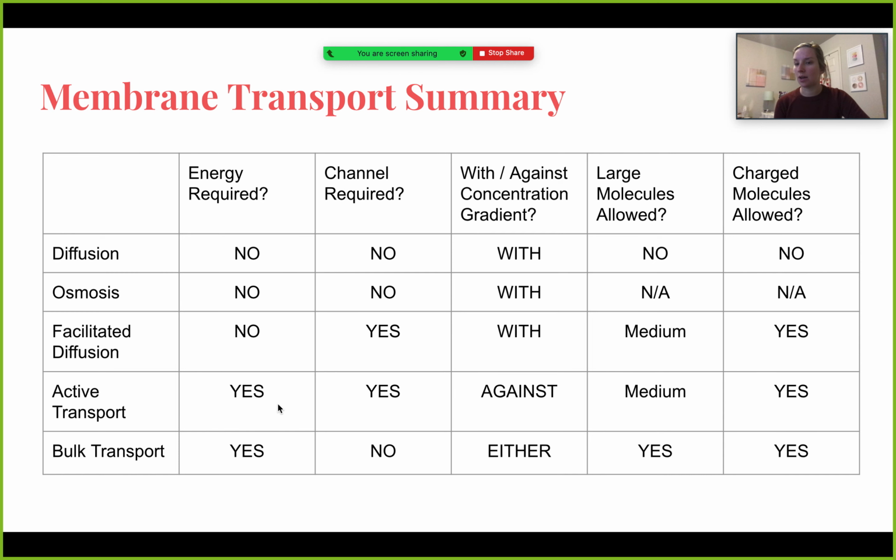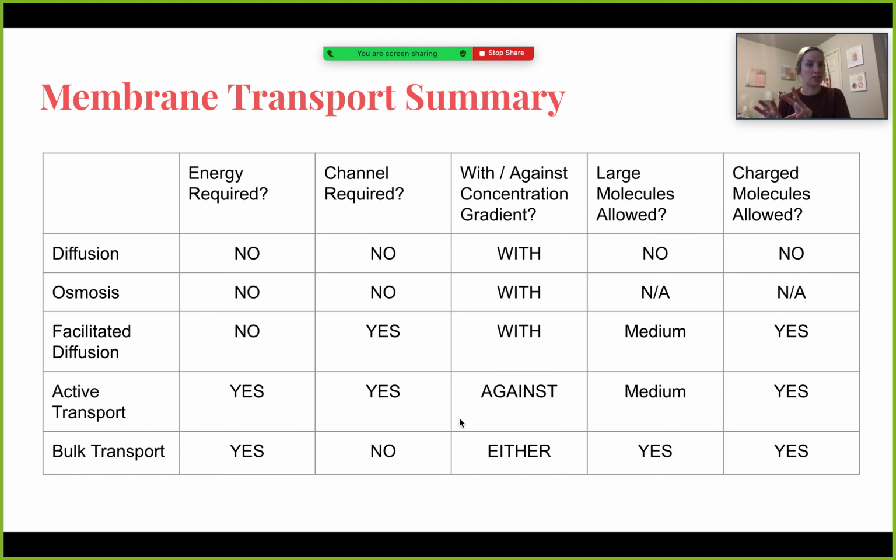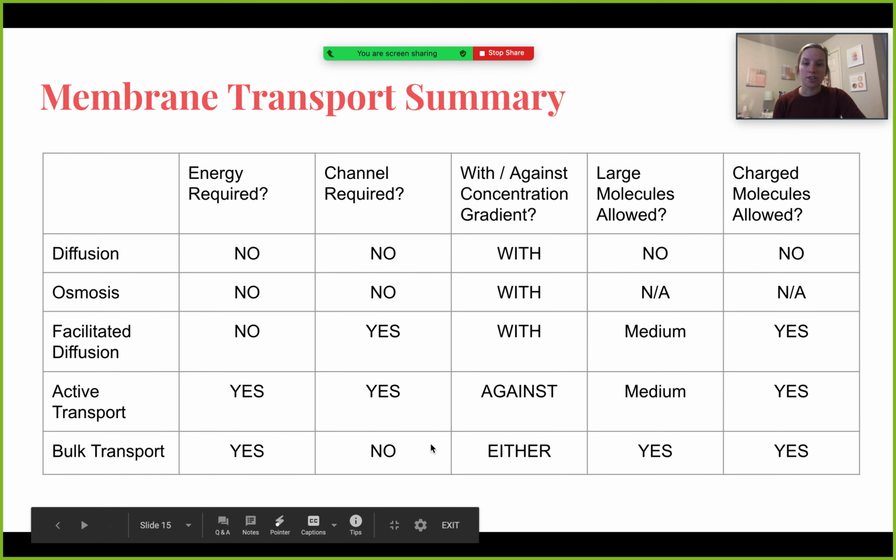Active transport does use energy, meaning it's going against the gradient from a low concentration where everything is spread out and then pushing it into a higher concentration. So it does require energy. It does require a specific channel, and this is going to allow charged or medium-sized particles. Bulk transport also requires energy. Doesn't necessarily require a channel because it's kind of creating its own little vesicle. And it can be going with the gradient or against, doesn't really matter, I guess. Large molecules are allowed, and charged molecules are also allowed. All right, so I think that's about all we needed to cover.